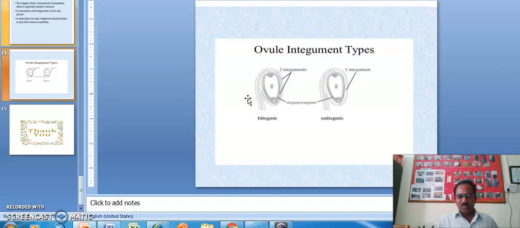This figure shows integument types. This is the unitegmic ovule and this is bitegmic ovule. In unitegmic ovule a single integument is present, while in bitegmic ovule two integuments are present. One is outer integument and second is inner integument. This is bitegmic and this is unitegmic integuments.